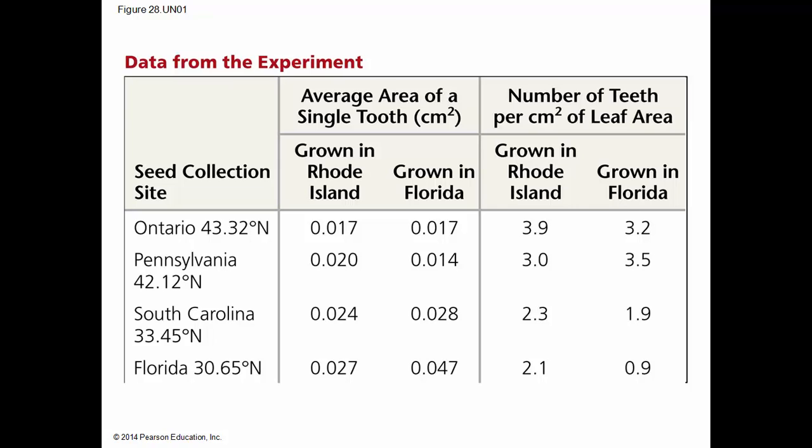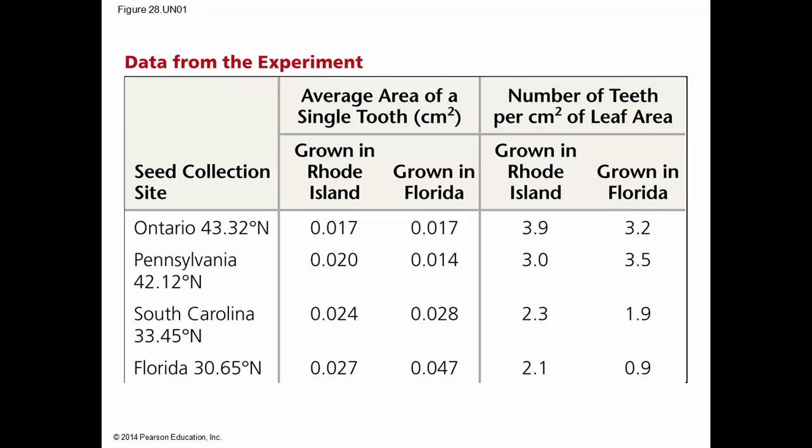This is an experiment where they took maple leaves and transplanted them in either Rhode Island or Florida, and then they compared the average area of a single tooth on that leaf versus the number of teeth on those leaves. You're supposed to make a bar graph with this. I think this is an exercise on page 560.